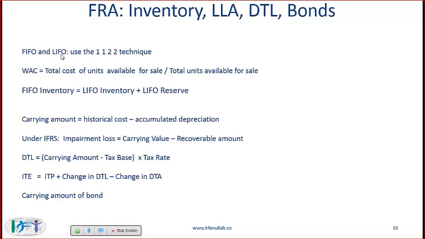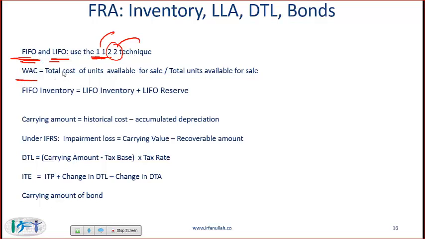FIFO and LIFO, to understand what's going on, I want you to use the 1-1-2-2 technique. So no real formulas here. So with FIFO, you assume that you buy an item worth this, then this, then this, then this. And with LIFO, it's last in, first out. So with FIFO, these two will be sold first, and these two will be kept in inventory. With last in, first out, you assume that you sell the two first, and then you are left with 1-1. Based on that, all the balance sheet items and ratios will make sense.